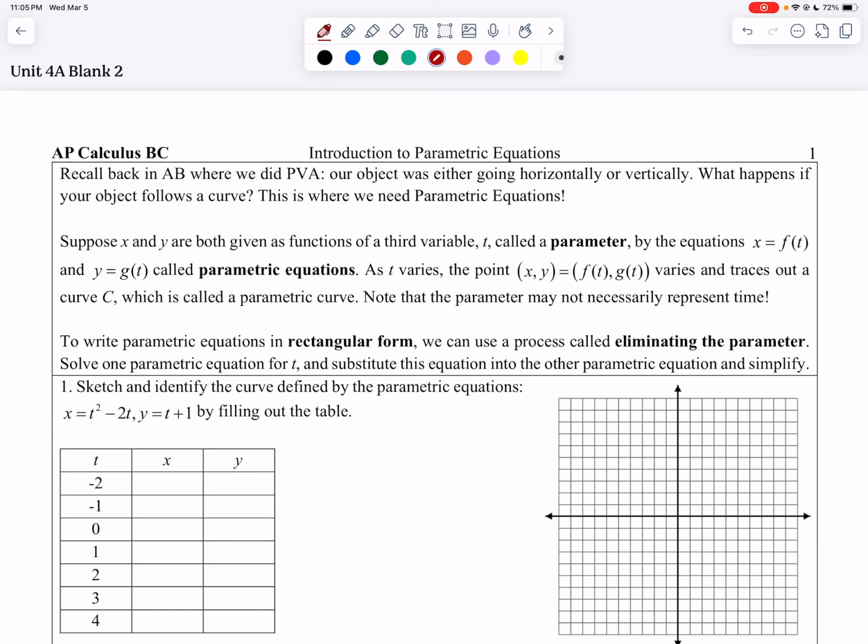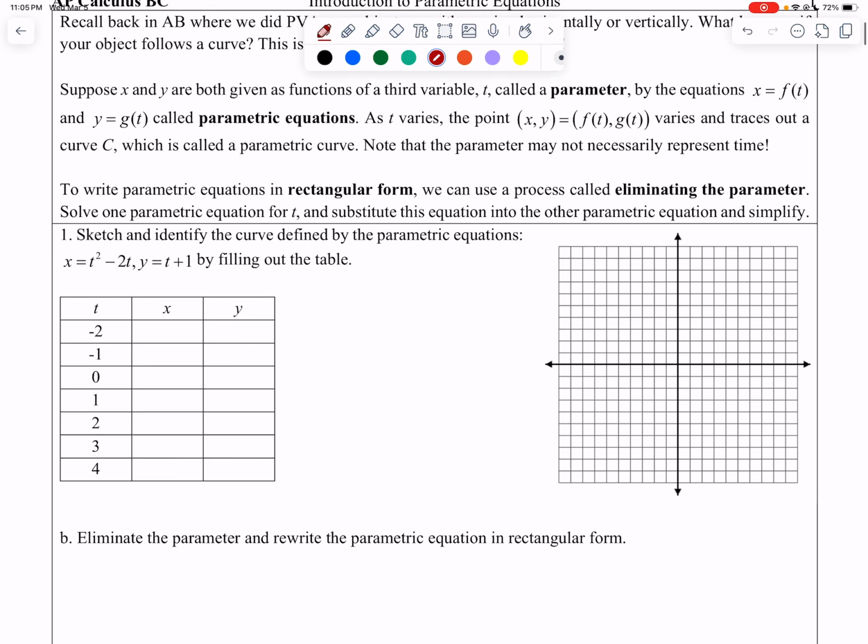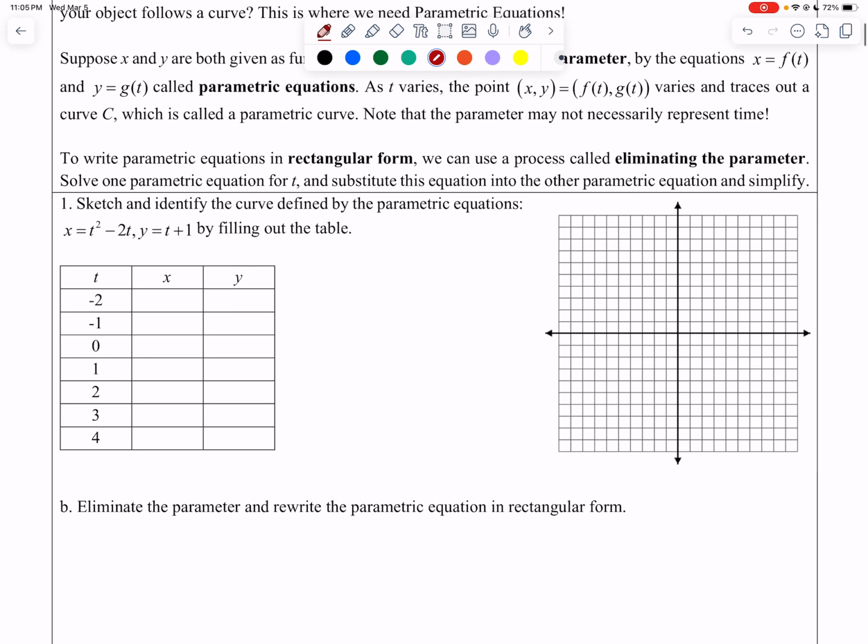As t varies, x and y will also vary and trace out some curve C, which is going to be called the parametric curve. To write a parametric equation in rectangular form, we have a process called eliminating the parameter, which hopefully you guys did back in pre-calc. So today's lesson is essentially a little bit of pre-calc review that won't be tested on the AP exam, but we'll need it in preparation for the second lesson and the third lesson.